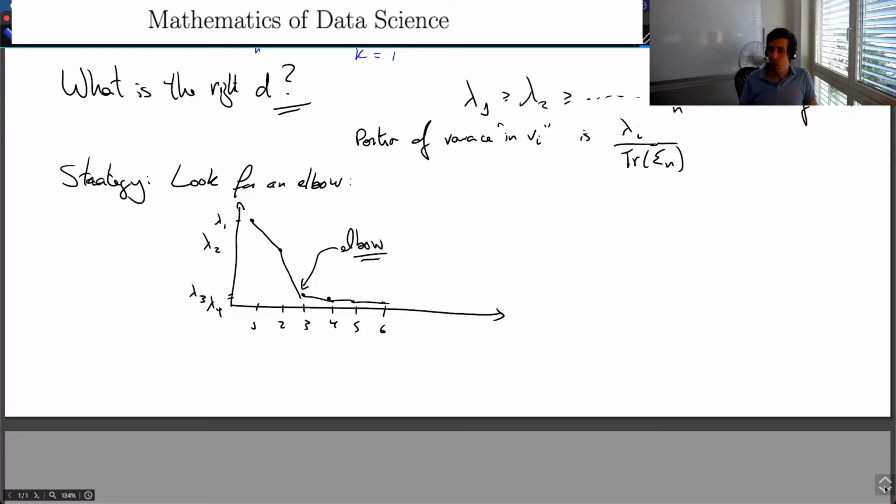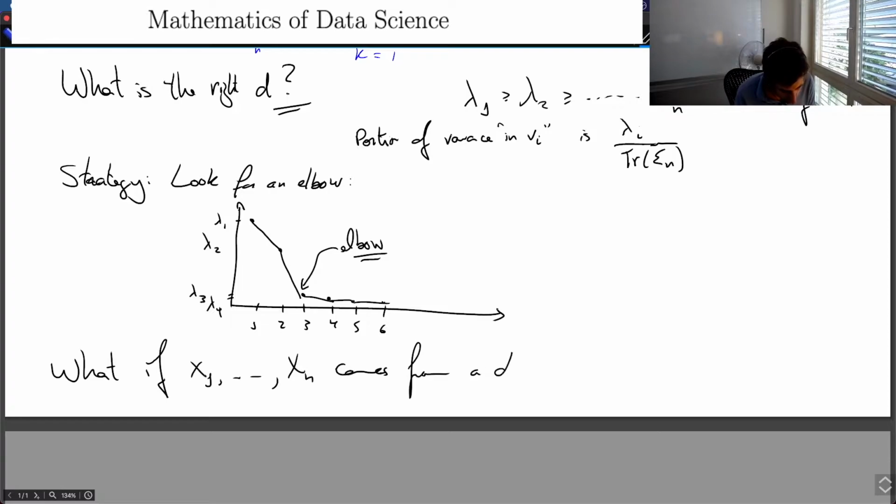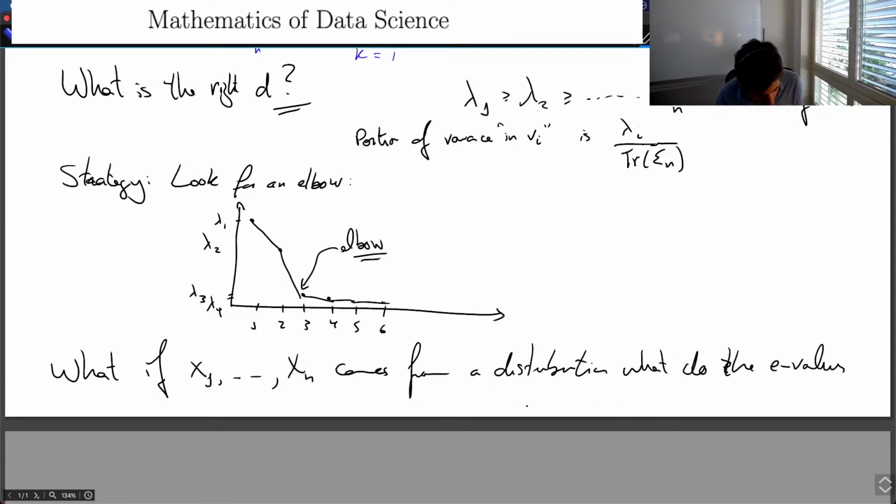One way to formulate is to imagine that the data comes from some distribution. So what if the data x1, ..., xn comes from a distribution, some distribution that may or may not have low-dimensional structure? What do the eigenvalues of sigma n look like in this scree plot? Because if we understand this question, then when we see a scree plot, we can try to say, oh, if the data came from this distribution, it would look a bit like this, and this distribution had a certain dimensional structure, and so on.